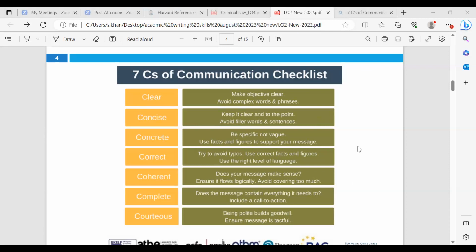Okay. The next one on the 7 C's is concrete. And that is to be specific, not vague. So use facts and figures to support your message. A concrete message is precise and backed up by confidence, as well as the use of supporting facts and figures. Again, when we look at it, let's identify why it's important to use facts and figures.